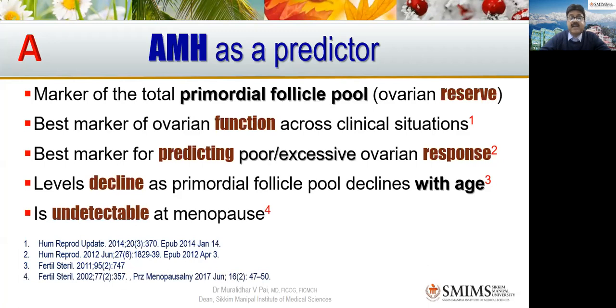And it is undetectable at menopause. That's exactly why some studies have done that. You estimate AMH instead of FSH to diagnose menopause. But the studies have concluded that AMH is not required, though it is undetectable at menopause. Better still would be FSH estimation only.